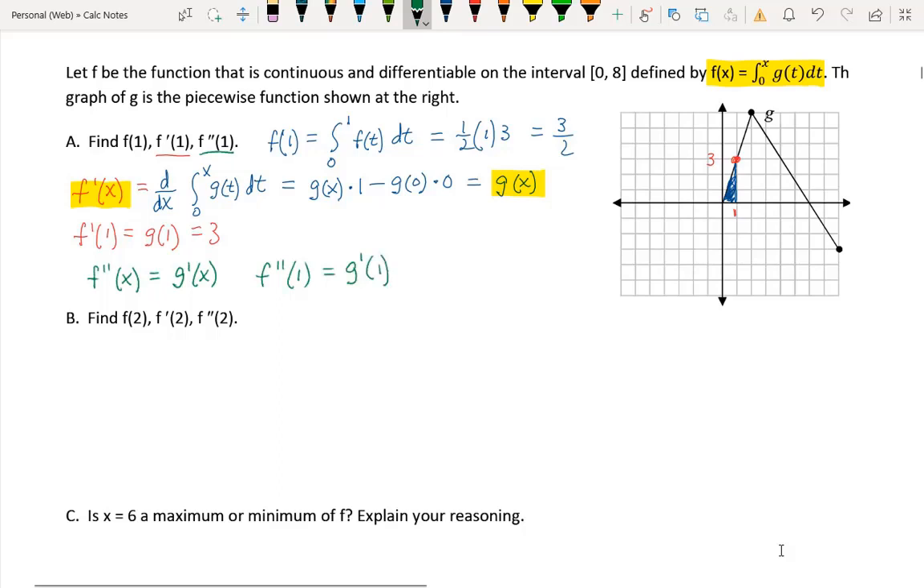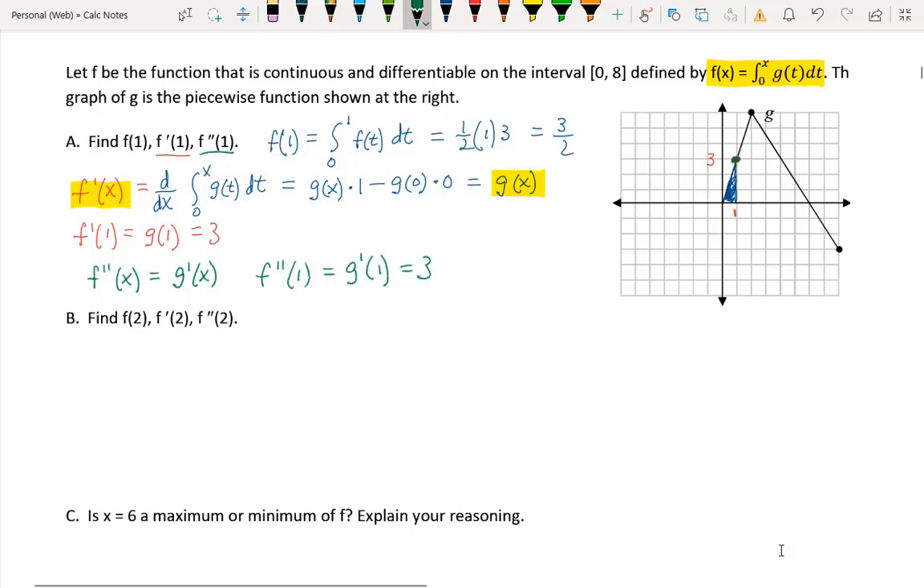So what I'm asking for now is what's the slope of the function g when x is equal to 1. So here's my point again. There's x equal to 1. I need to know the slope at that point. Well, that point is on a straight line, and that straight line has a slope of 3. So f double prime of 1 equals g prime of 1 equals 3.